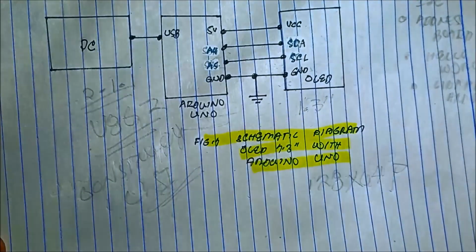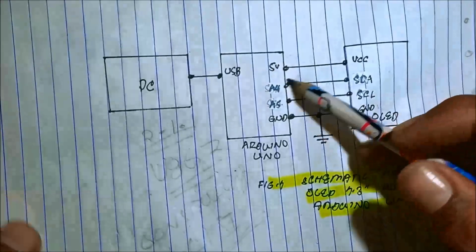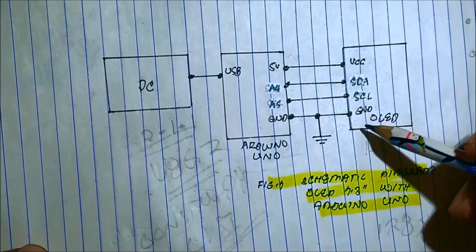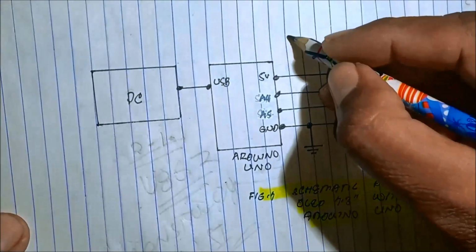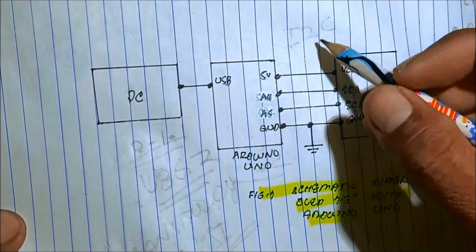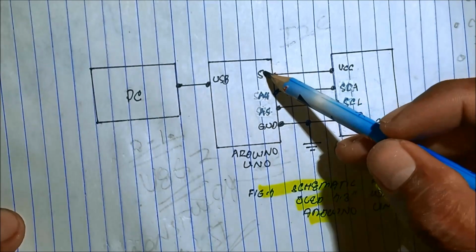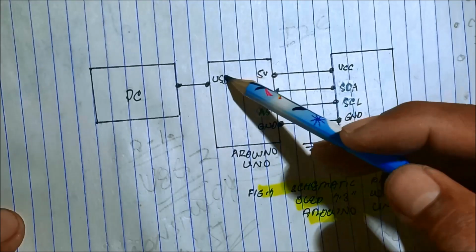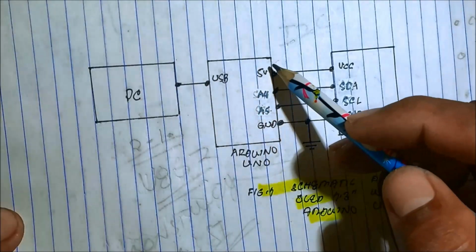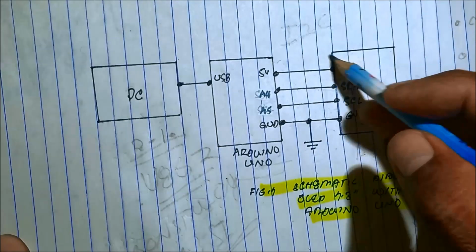And then, what kind of protocol do we use in our circuit? How do the Arduino Uno and the OLED display communicate with each other? That communication protocol is I2C, inter-integrated circuit, used for this project, wherein the 5 volts from the Arduino Uno, since we have power from the PC, goes to the VCC of the OLED.